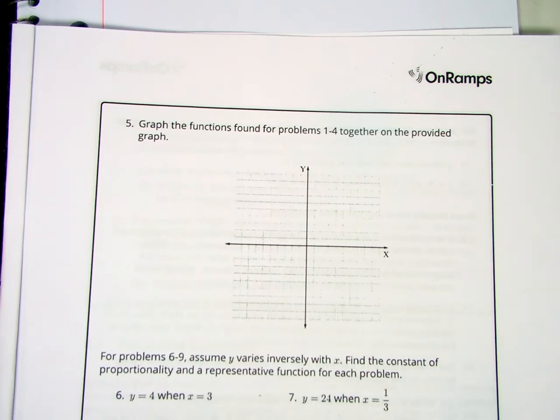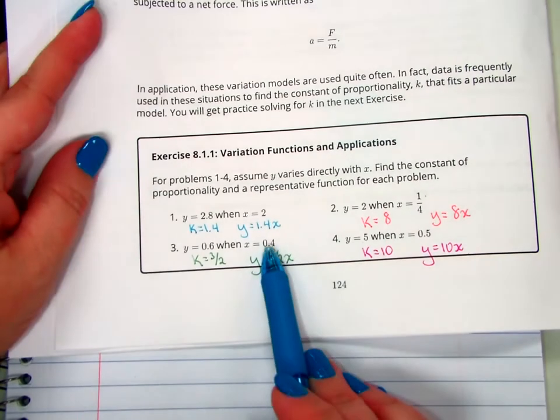All right, number 5 wants me to graph those functions. So that's easy enough because basically they all have a b value of 0. They're all y equals mx plus b. They all have a b value of 0. So I just have to graph it.